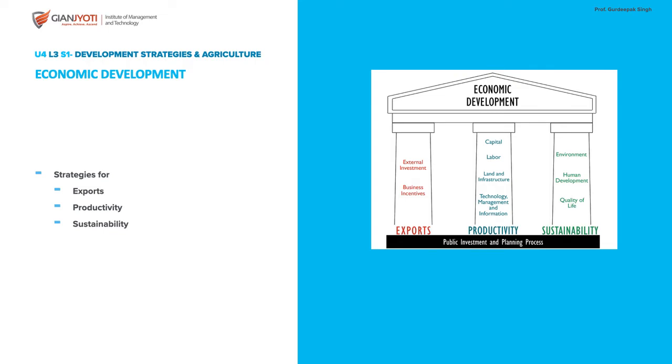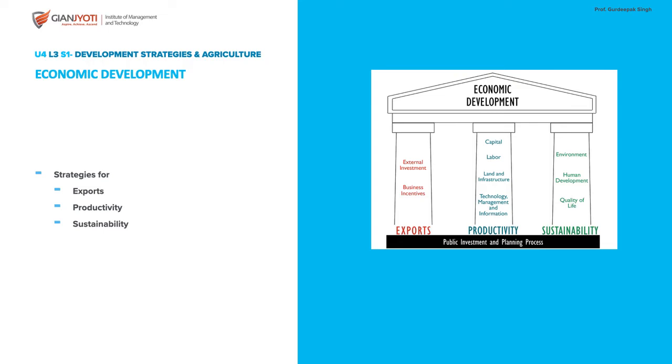The three pillars of economic development, as we say, are exports, productivity, and sustainability. So, when we talk about the development strategies, for economic development of any country, you have to work on these three pillars. So when we talk about exports, it is the external investment, which we discussed in detail as foreign direct investment, and the business incentives within the country so that no area or no region of the country is left which is not contributing to the gross domestic product.